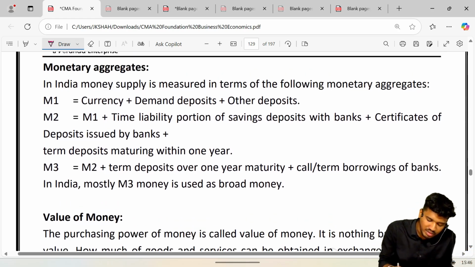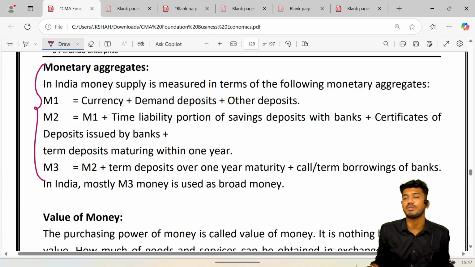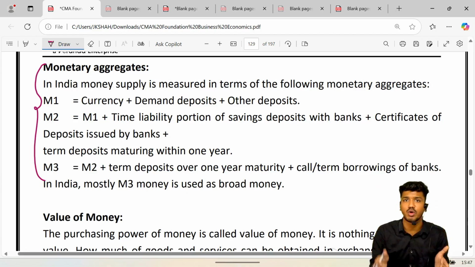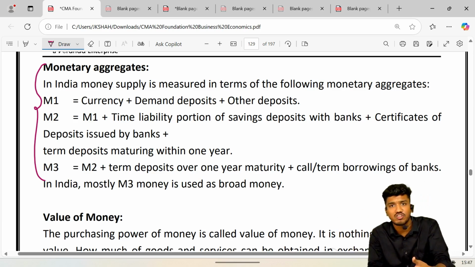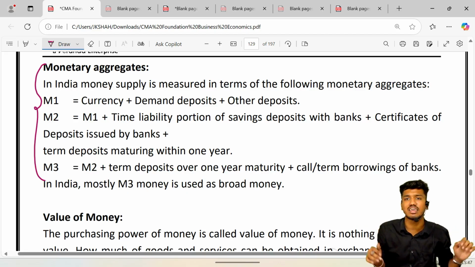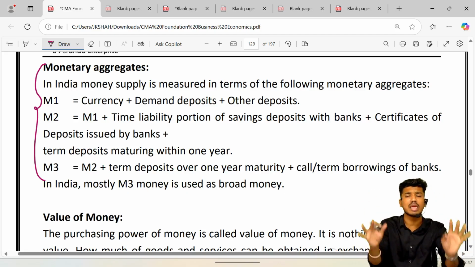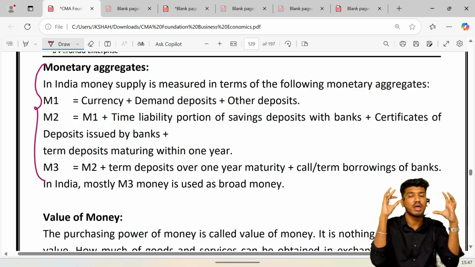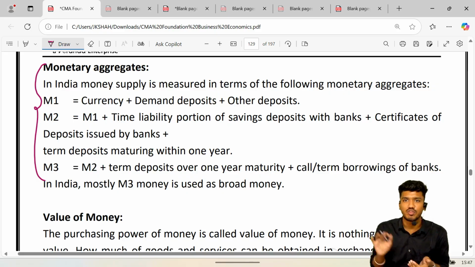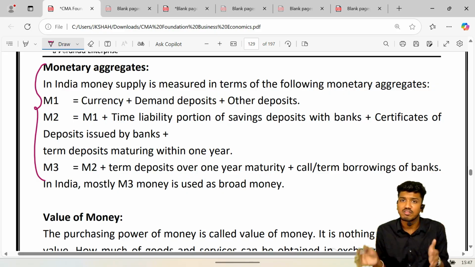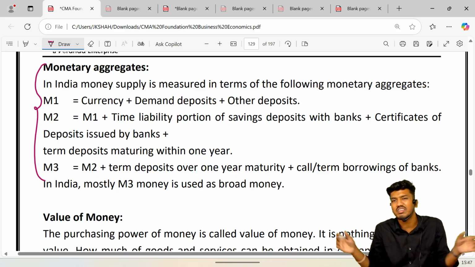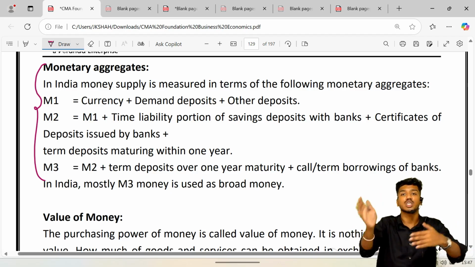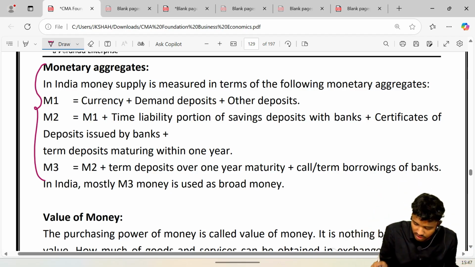Now, monetary aggregates. 90% of people struggle with something called the money aggregate. What is the definition of money? What is money exactly? We're going to study in very layman language. I'll make you study something which is called money aggregates or definition of money. There is a broader definition of money. There is something called a narrow definition of money. What exactly is it? Let's initiate with the lecture. Okay, let's move forward.